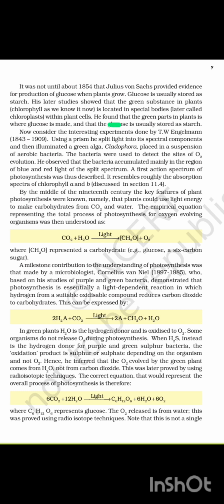Within the plant cell he found that the green parts of the plant are where glucose is made, and that the glucose is usually stored as starch. Now consider the interesting experiment done by T.W.